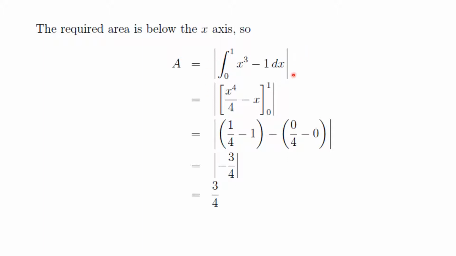The reason for putting a modulus is that the previous graph showed you the area is below the x-axis. Therefore, the modulus is necessary to change the negative value to positive in the end. For the calculation, the limits were already clearly stated: lower limit 0, upper limit 1. The function is x cubed minus 1. So the function integrated is x to the power 4 over 4 minus x, between 0 and 1. Next you substitute 1 minus substitute 0. For the end result, you add a modulus. It will become 3 over 4.